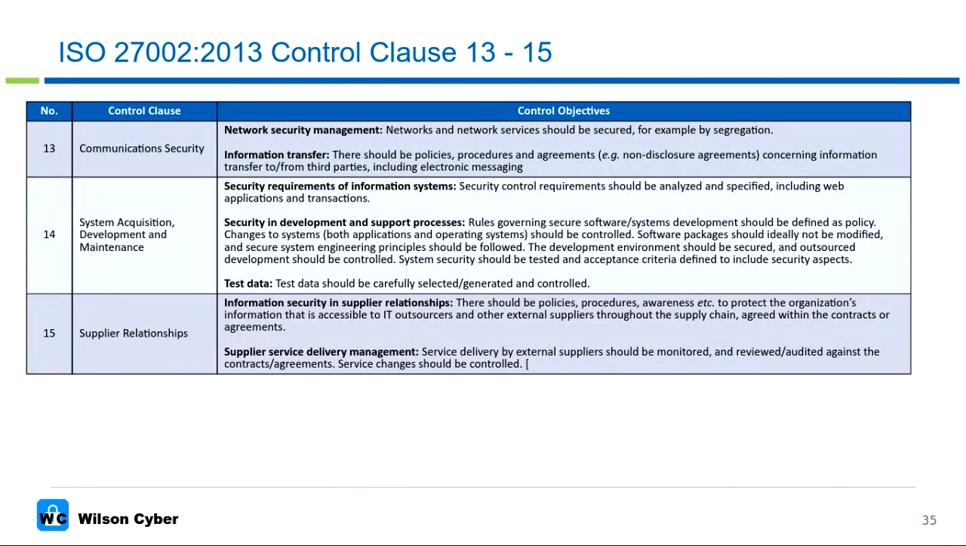System Acquisition, Development, and Maintenance Control Clause has 3 control objectives. Security requirements of information systems. Security control requirements should be analyzed and specified, including web applications and transactions. Security in development and support processes. Rules governing secure software systems development should be defined as policy.